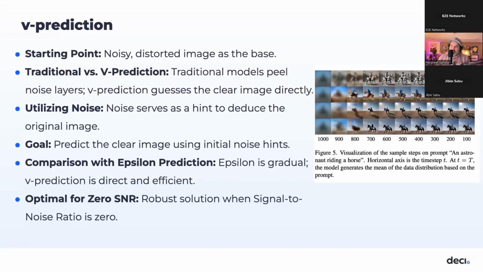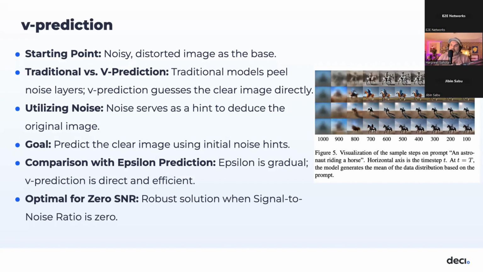And so the noise isn't discarded, it's used as a hint or as a clue. The model looks at this noise and tries to figure out what the original image might have been. It's kind of like trying to guess the original picture of a jigsaw puzzle just by looking at scattered pieces, right? Then in the final step, again, the model isn't just trying to remove random noise, it's actively trying to predict or guess the clear image based on the hints provided in the initial noise.